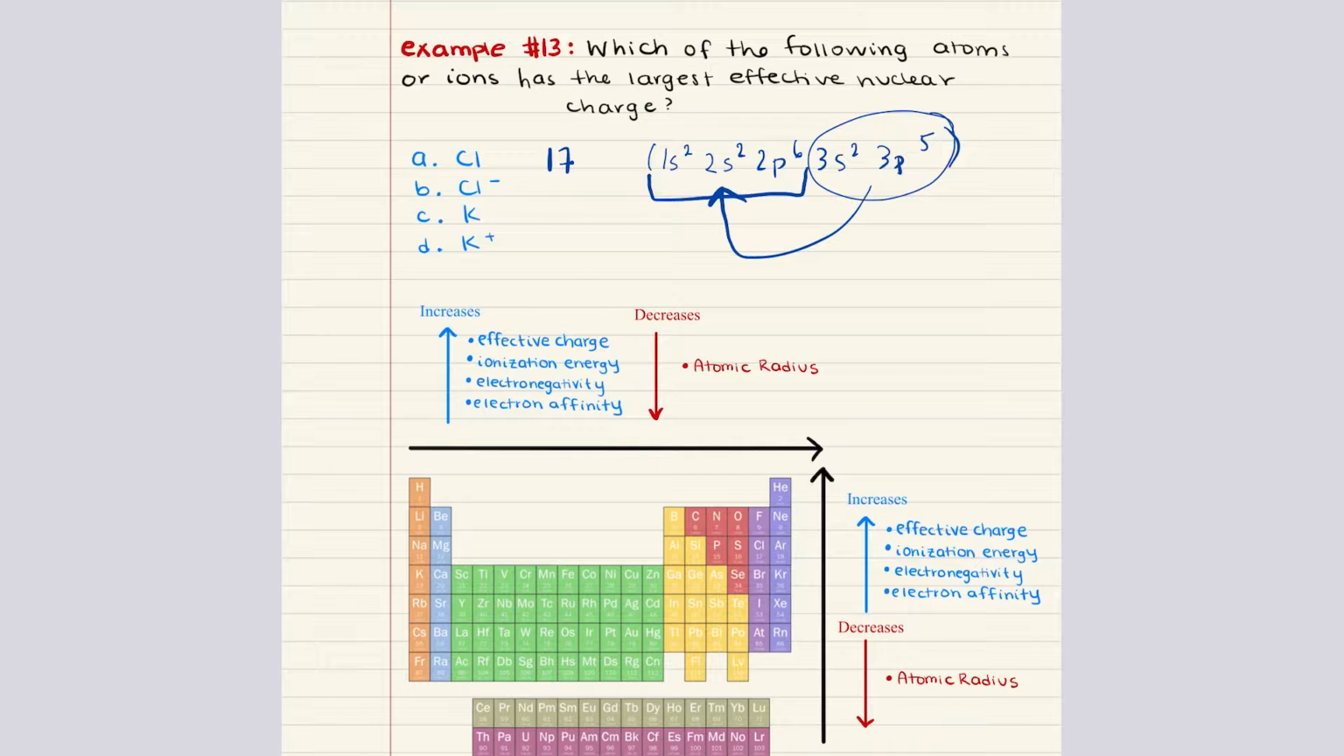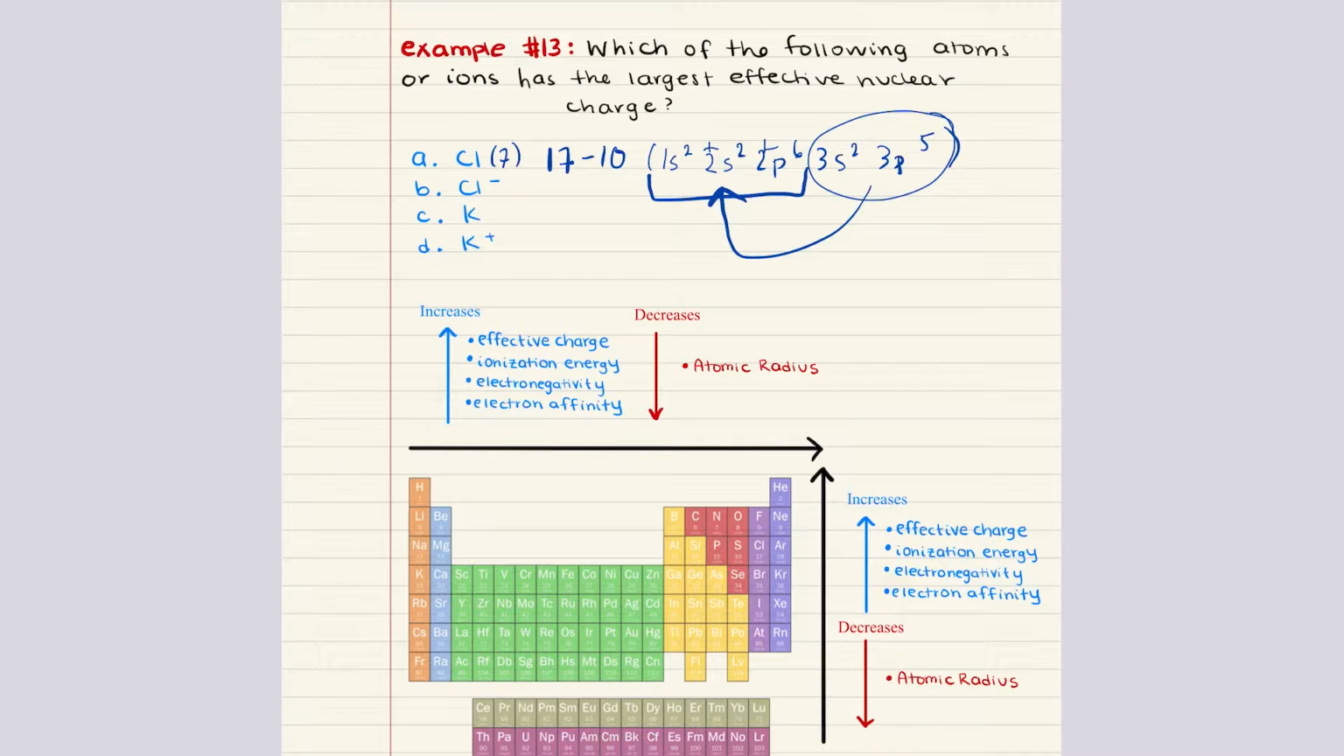If we sum that up, that's 2 plus 2 plus 6. There are 10 core electrons. And so approximately here, the effective nuclear charge, we can think of it in a simple way, 17 minus 10. This gives us a value of 7. Next, we want to work through the chloride ion.